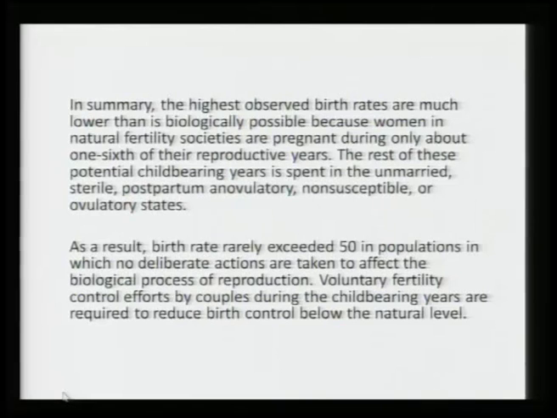In summary, the highest observed birth rates are much lower than is biologically possible, because women in natural fertility are pregnant during only about 1/6 of their reproductive years. Out of 30 years of reproductive time, they are pregnant only for 5.25 years. The rest of these potential childbearing years is spent in unmarried, sterile, postpartum, anovulatory, non-susceptible or ovulatory states.